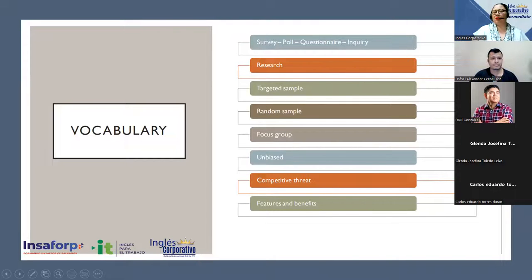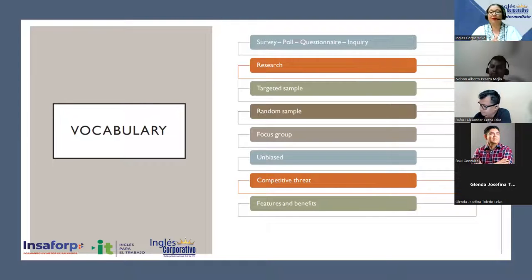I never heard that word. This is similar to impartial. Okay? Impartial. You don't take a side. Okay, it's not contaminated by your opinion. Neutral. Neutral. Yes. Neutral. Okay. Correct.